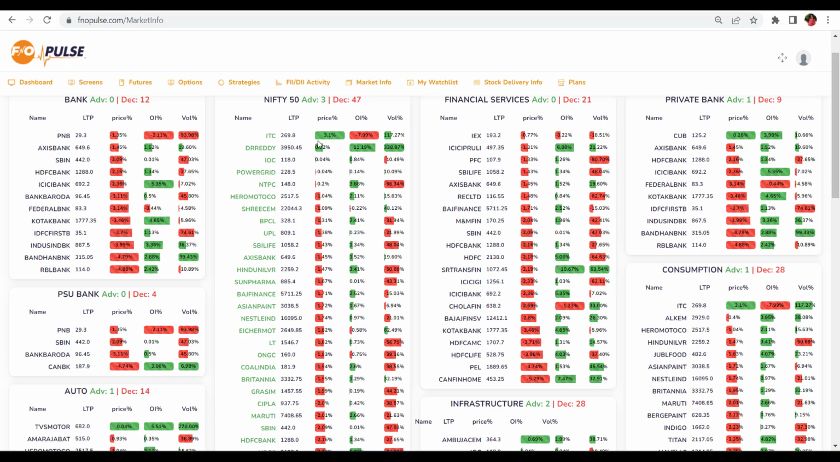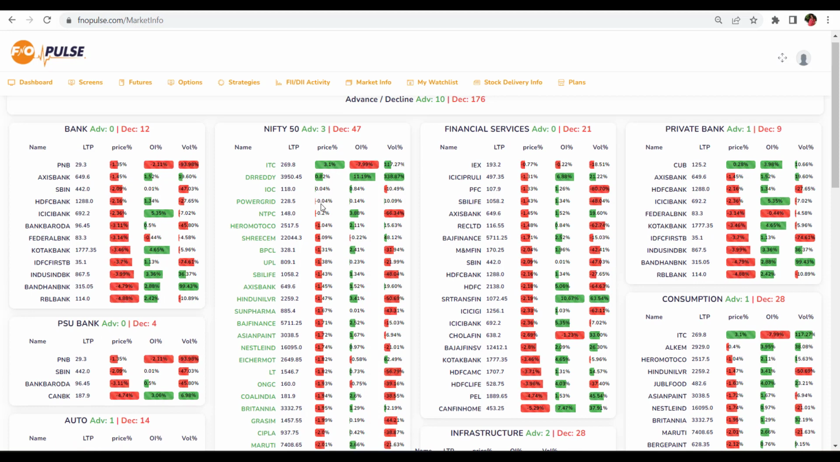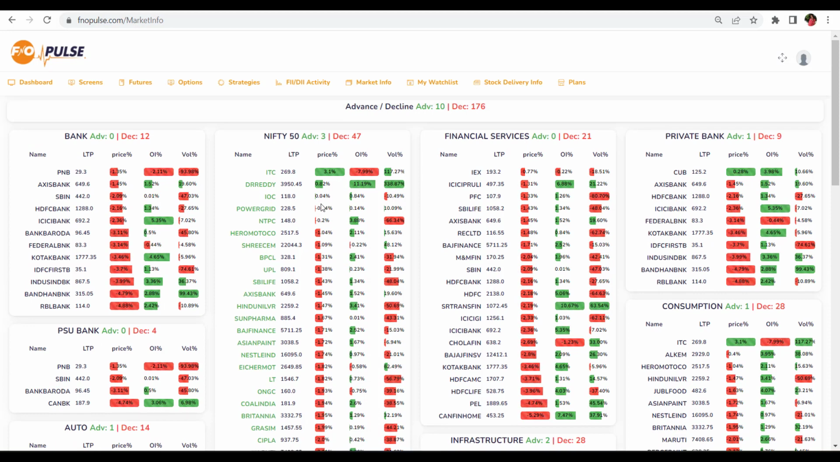If you see a green one here, it is on the bullish side. If it's a red one here, it is on the bearish side. You can select a sell stock for intraday. Definitely, it's going to perform well.